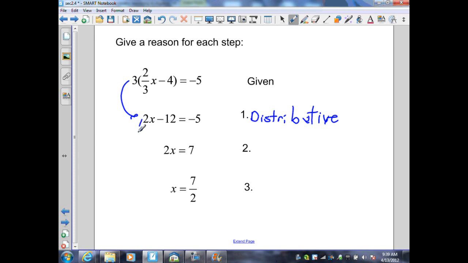Then what allows us to go to the next step? What they did here is add 12 to both sides. That is the addition property of equality.